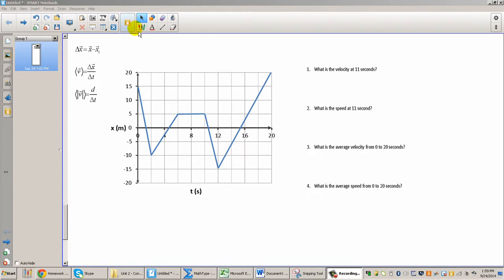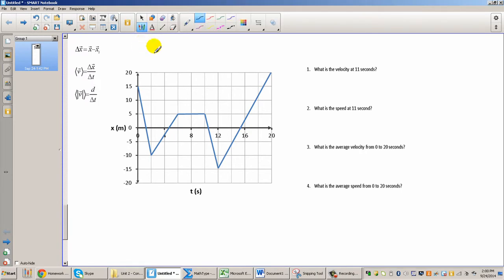So what is the velocity at 11 seconds? If it's asking what the velocity is at 11 seconds, it's asking for the instantaneous velocity. So what it's asking for is the slope of the line at 11 seconds. So if we look here at 11 seconds, it's asking for the slope of this segment of the graph. To find that, we can look at the rise over run of this segment of the graph.